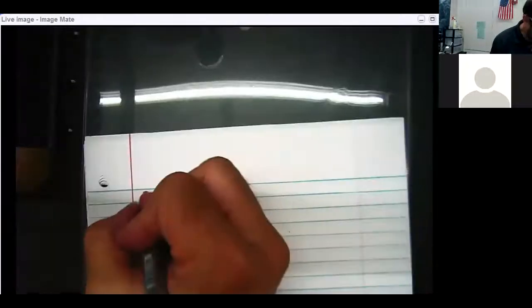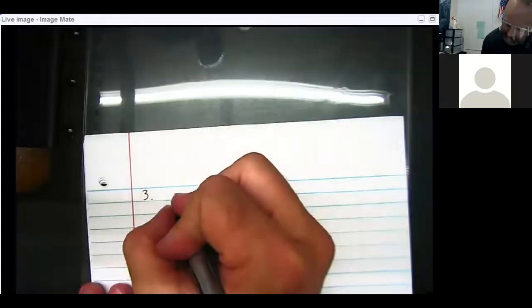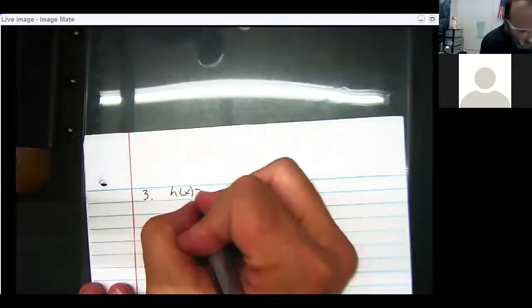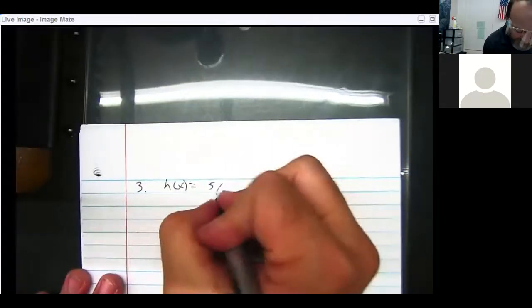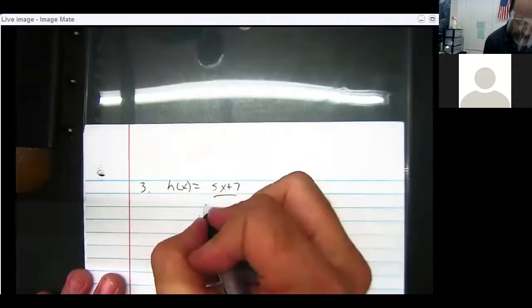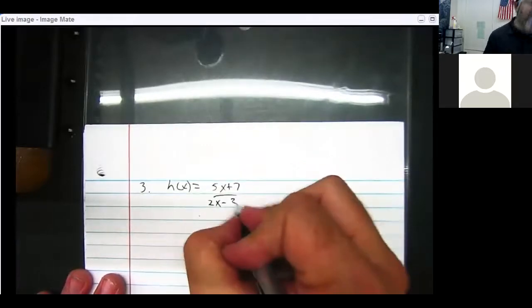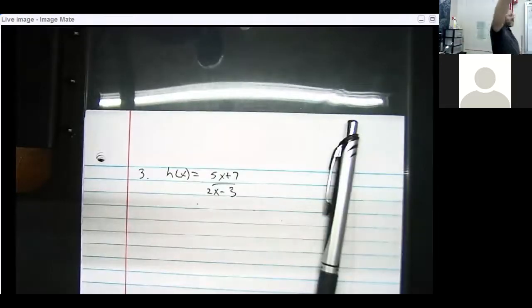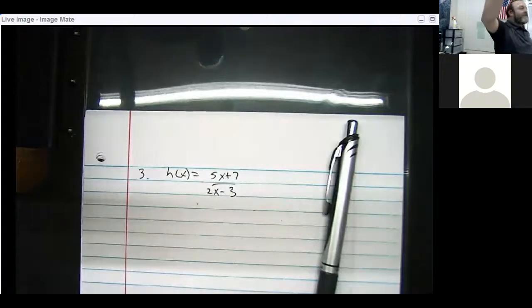Number 3. Here's h of x, everybody. Fun times. Here we go. A rational equation. If you haven't caught that, I want to deal with polynomials. I've done that. I want to deal with radicals. Have we done radicals today? We've done it a few times.